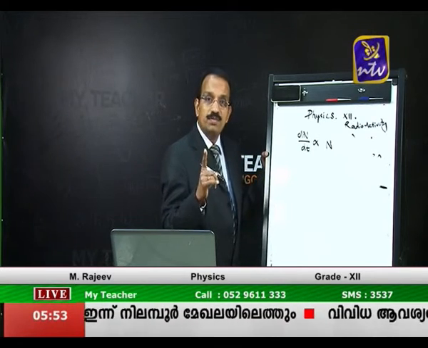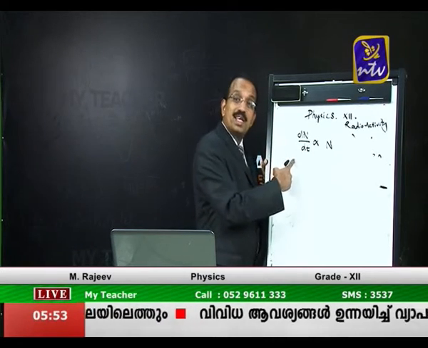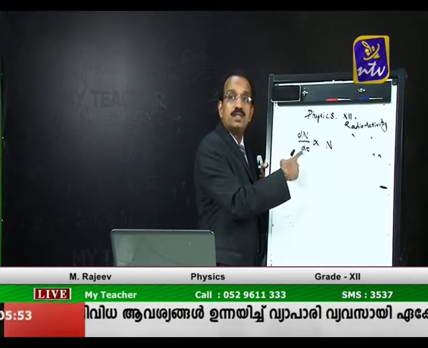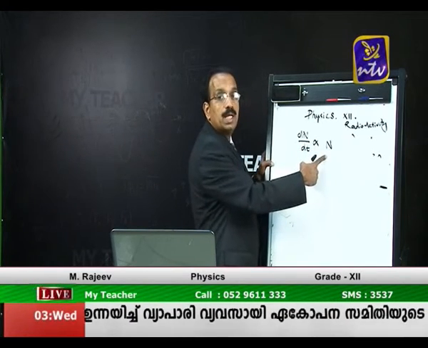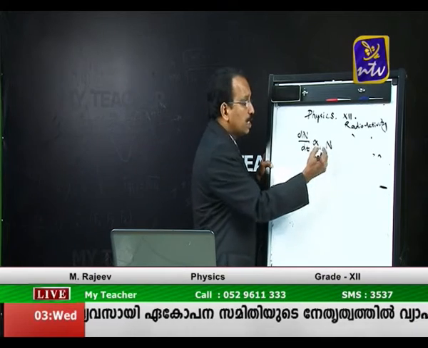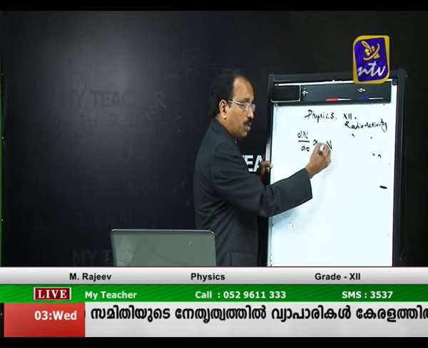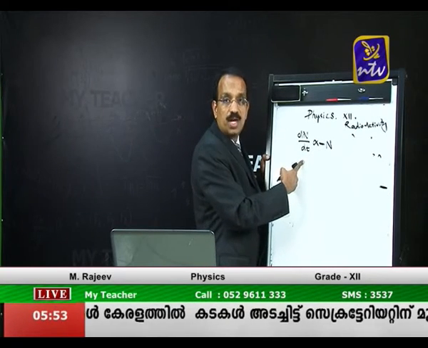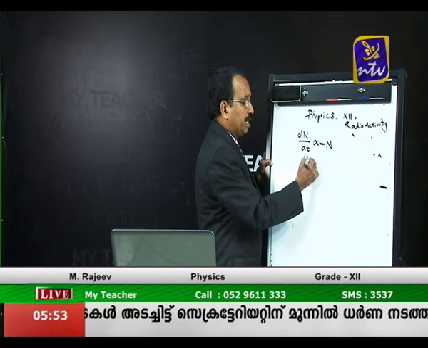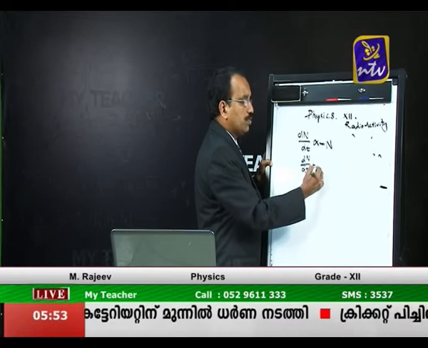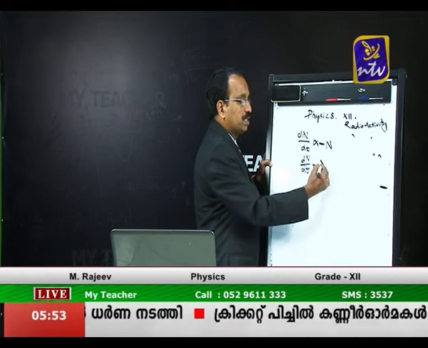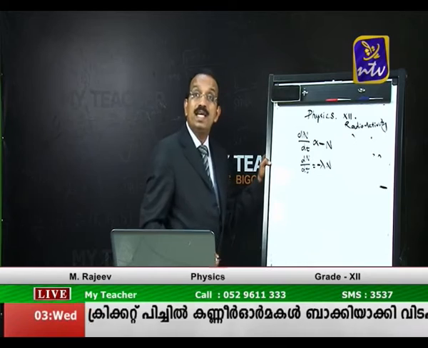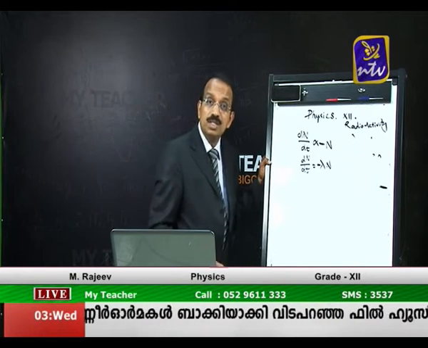The law of radioactive decay states that the rate of disintegration, that is the number of disintegrations per second, is directly proportional to the number of atoms present. We put a negative sign, which indicates that the number of atoms decreases with time. So dN by dt is equal to minus a constant, represented by lambda. This lambda is called the decay constant or disintegration constant.